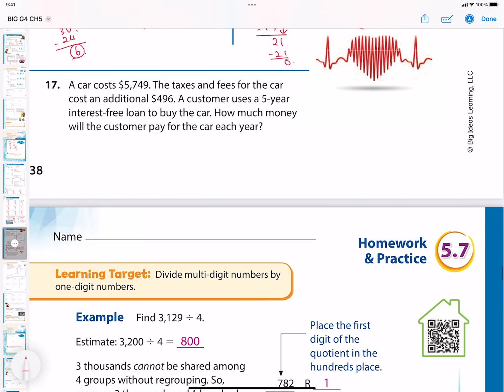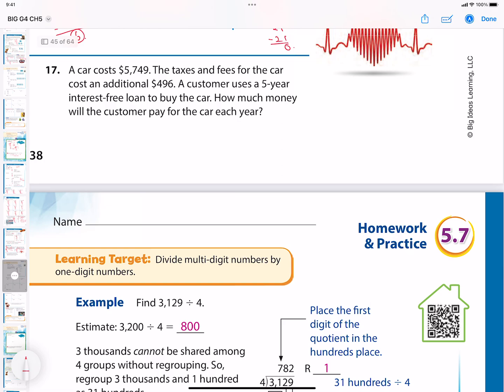Now, number 17. A car costs $5,749. The taxes and fees for the car cost an additional $496, which means you need to add 5,749 plus 496. A customer uses a 5-year interest-free loan to buy a car. How much money will the customer pay for the car each year? Okay, for 5 years.